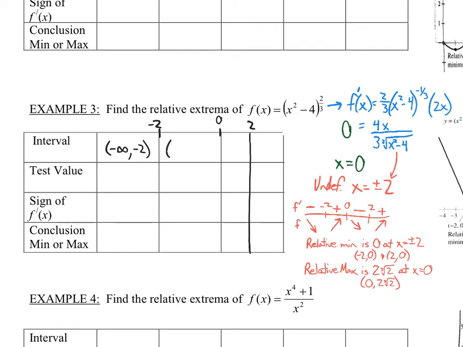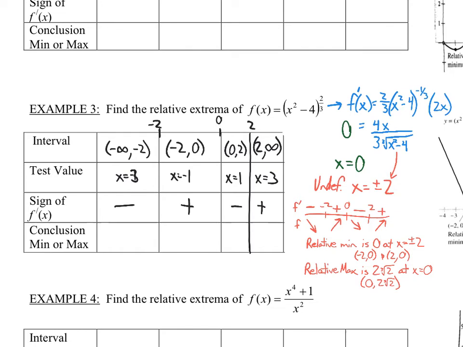So then you have the interval from -2 to 0, the interval from 0 to 2, and the interval from 2 to infinity. Now the reason why this is helpful: we tested x equals -3, x equals -1, x equals 1, and x equals 3, and the sign of f prime ended up being negative here, negative here, and positive here.